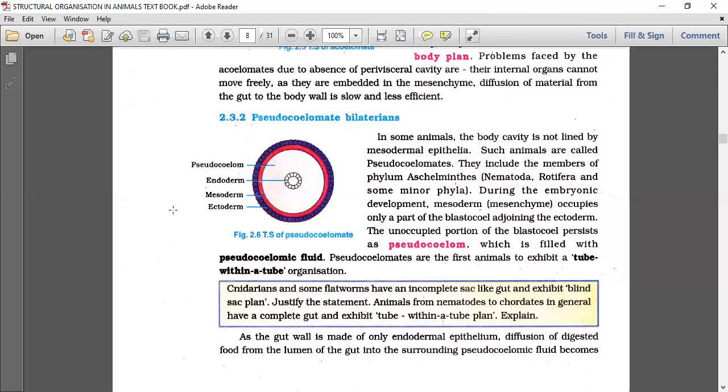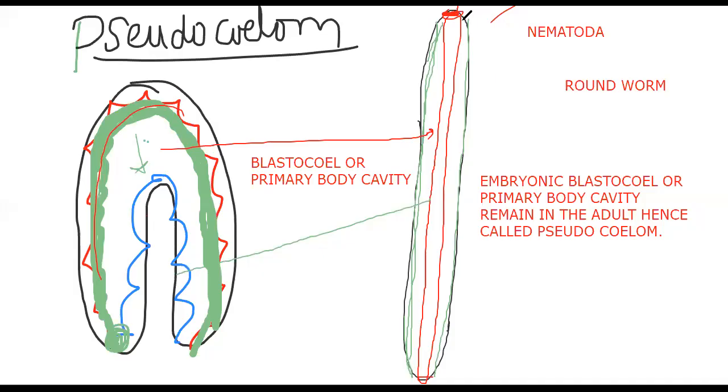Then next, the unoccupied portion of the blastocoel persists as pseudocoelom. The blastocoel which is not occupied can be considered as pseudocoelom, which is filled with pseudocoelomic fluid. Pseudocoelomates are the first animals to exhibit tube within a tube organization. Who is that pseudocoelomate? Nematodes. These are the first animals which exhibit tube within a tube.